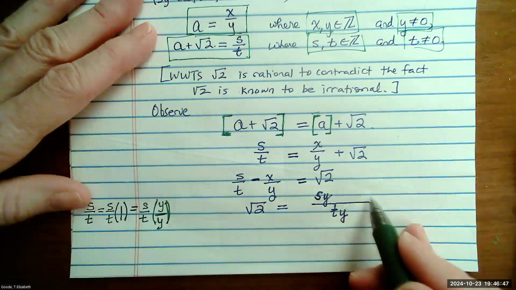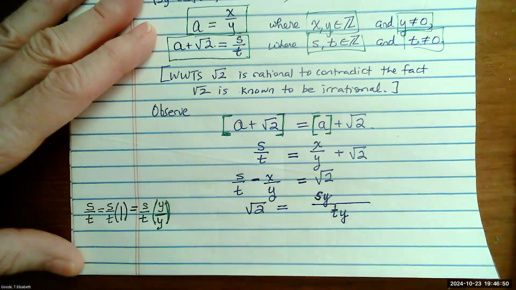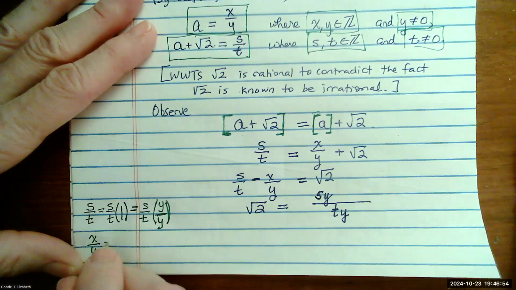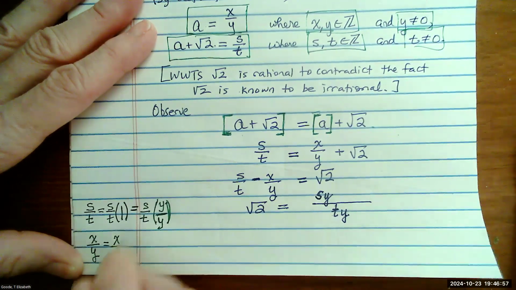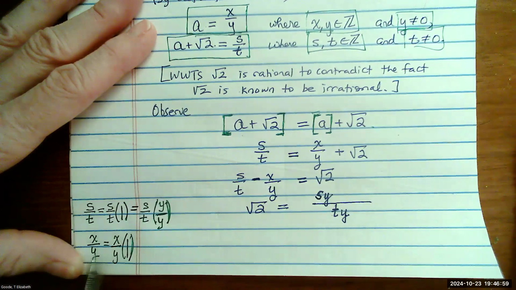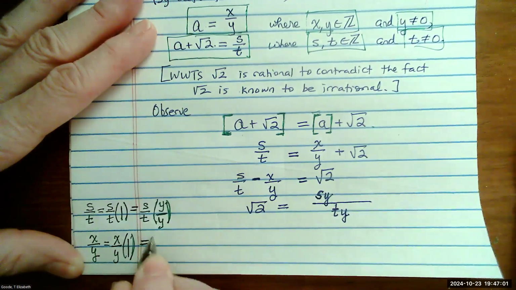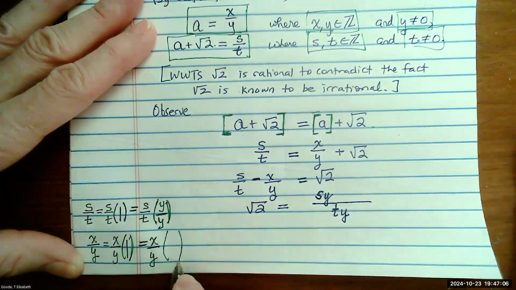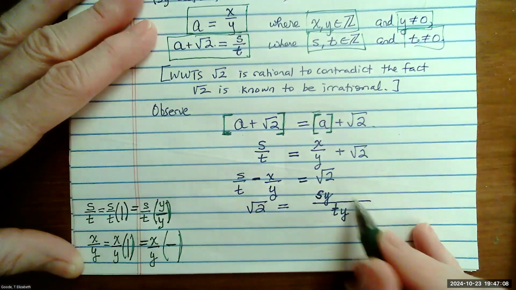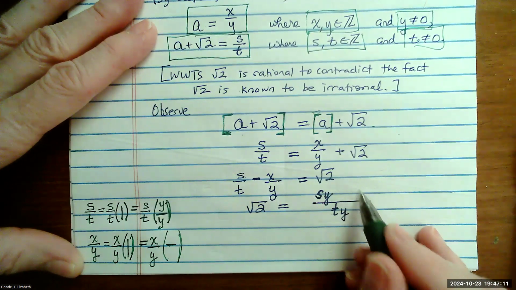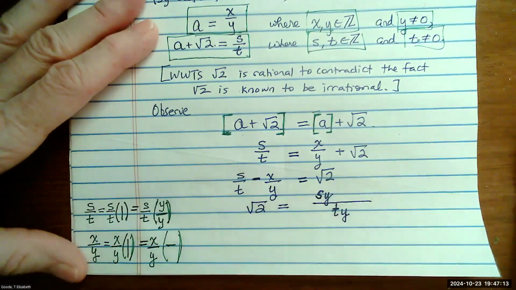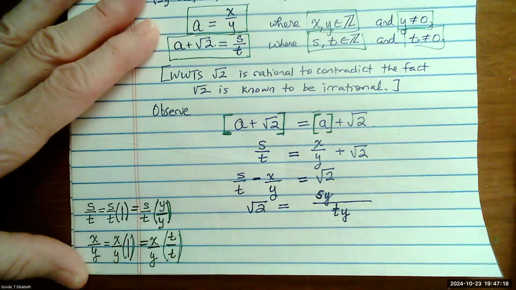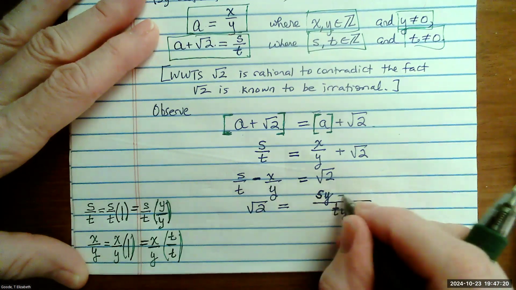So if we're looking at the X over Y, right? We can multiply that times 1, and it's still equal to X over Y. What is the form of 1 that we're going to multiply X over Y times so that we can get the X over TY? T over T. Perfect. Nicely done. And there's a minus here, so we're going to keep the minus.